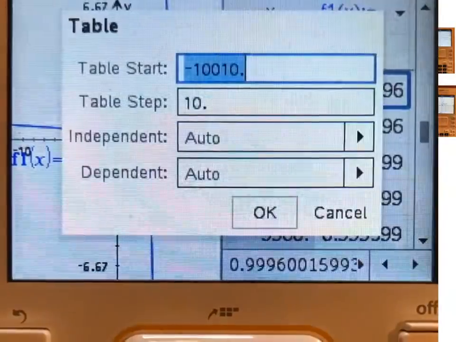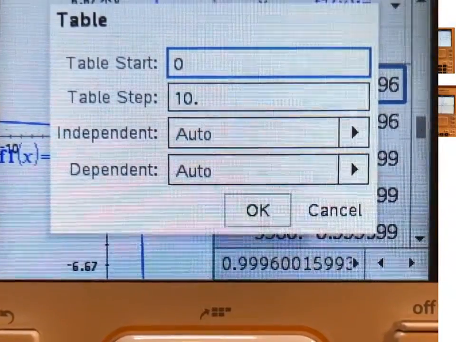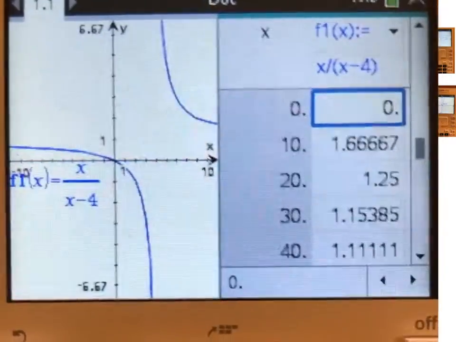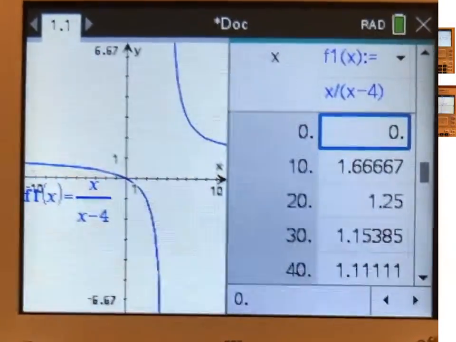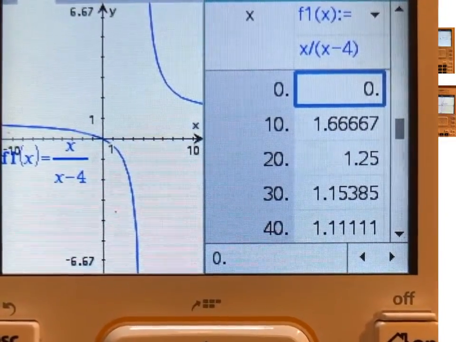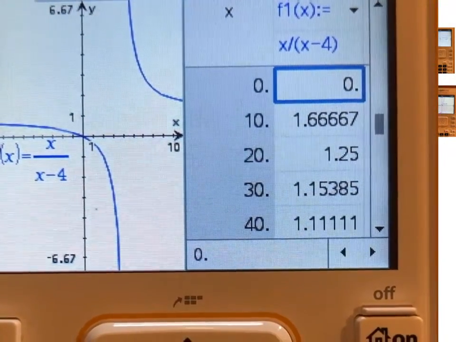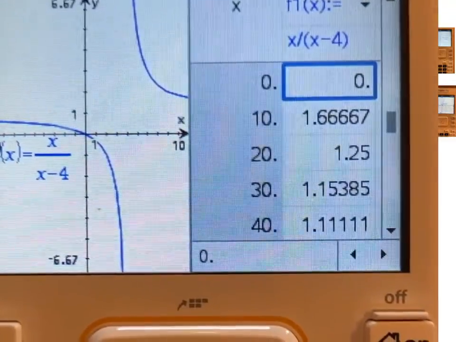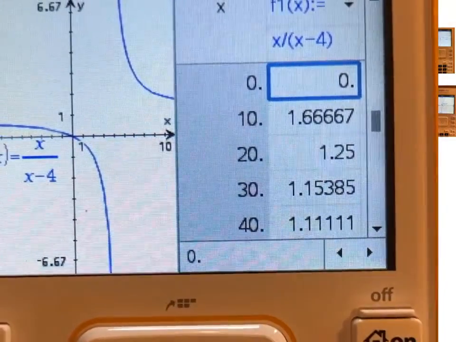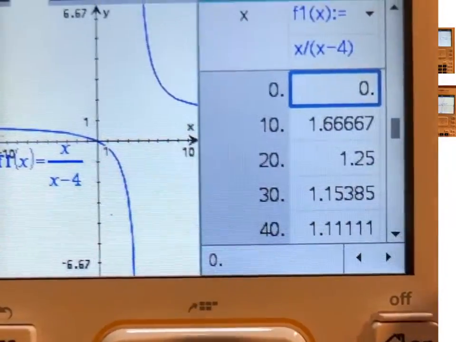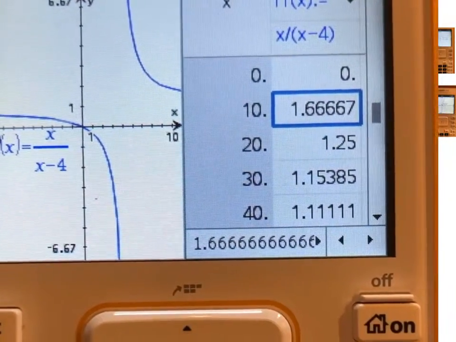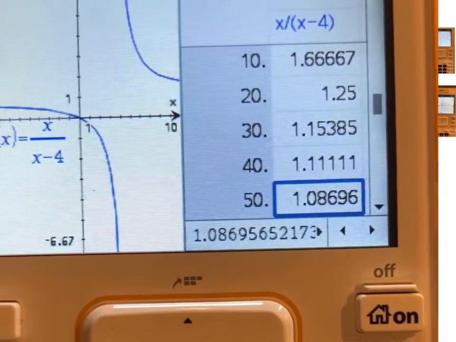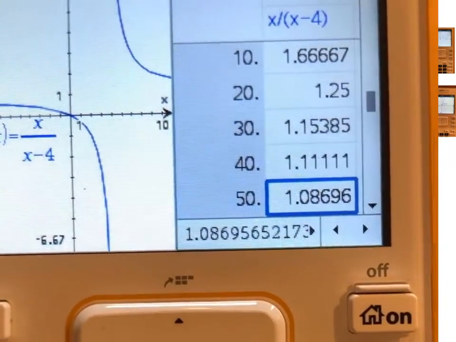I'm going to go back to 0 where I was. Okay, so y'all come back down to 0. You can either scroll there or do it in your table settings. And this time we're looking at the right side. So we want to look at whenever our x's are positive, because we're looking when x is approaching positive infinity. So if I go to when x is 10, I get 1.666. And then at 50, we get 1.08.